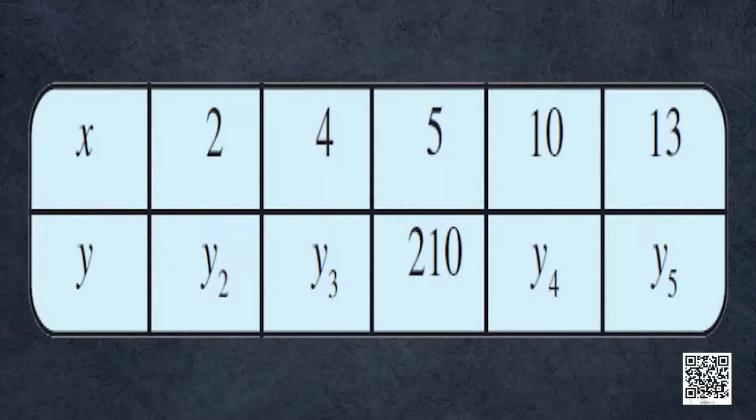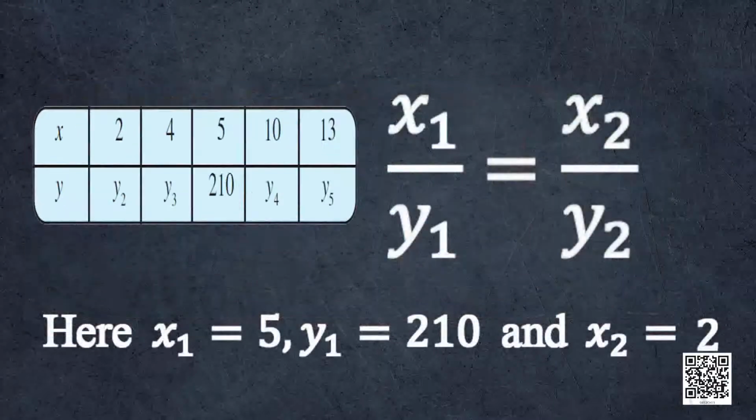We know that as the length of the cloth increases, the cost of the cloth also increases in the same ratio. So, it is a case of direct proportion. Here, we can make use of the relation x1 by y1 is equal to x2 by y2 to find out the unknown values of y.